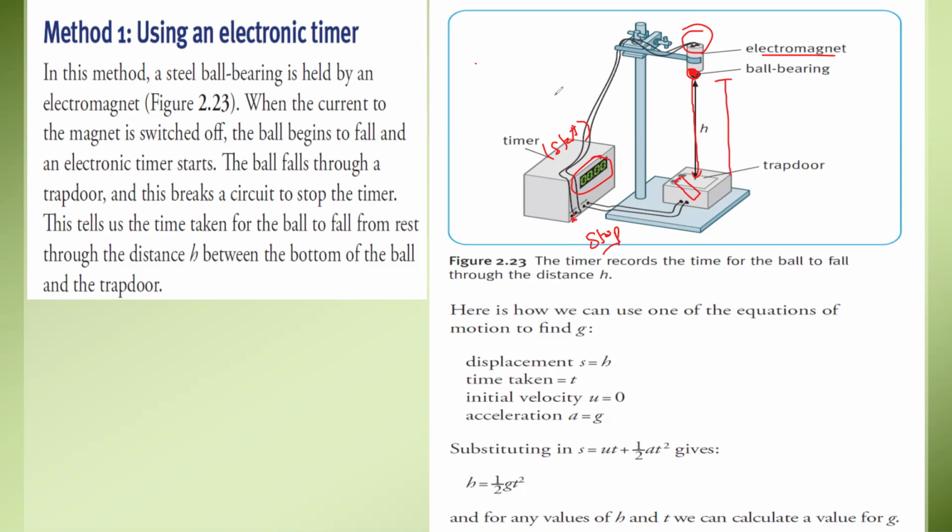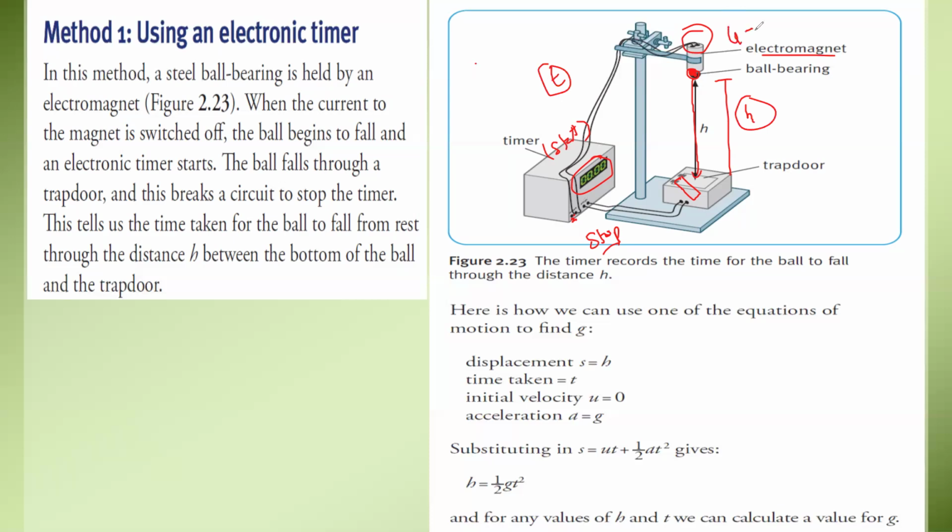Why is it more accurate compared to a stopwatch? Because if we are using a stopwatch, there will be a reaction time, and the distance is so short that the reaction time will lead to a greater uncertainty in the result. That's why we are using a digital timer here. So the moment we switch off the electromagnet, the timer starts, and when the ball bearing hits the trapdoor, the timer will stop. By using a meter rule, we measure this height, and using a timer, we record this time interval.